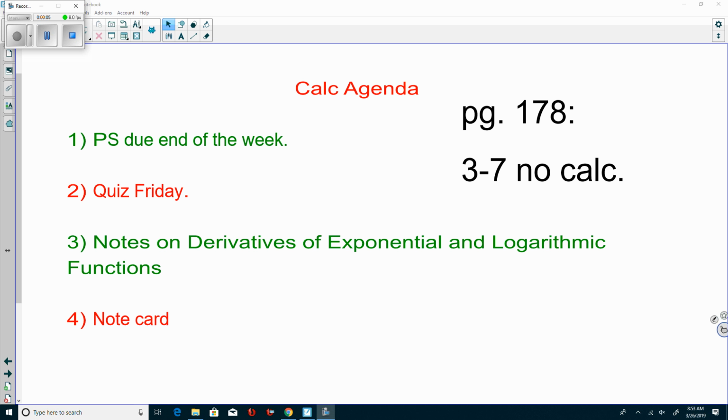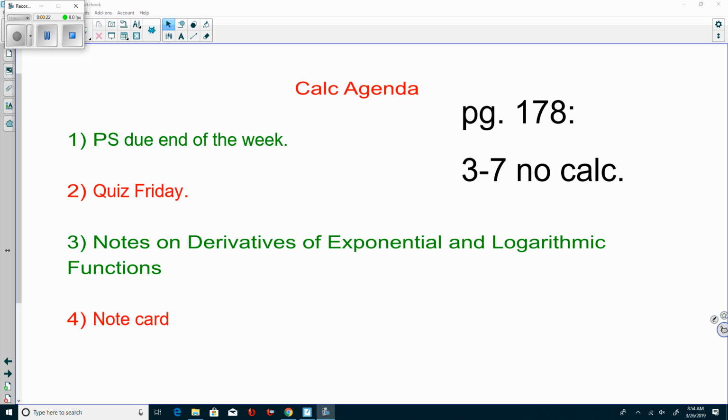So, the problem set is due at the end of the week, like I said. Quiz Friday on derivatives of exponents and log functions. The page 178, 3 through 7. No calculators. That's the quick review. That is due Friday as well.